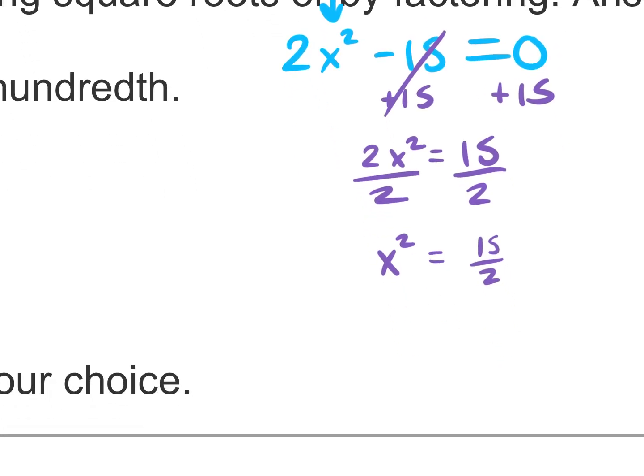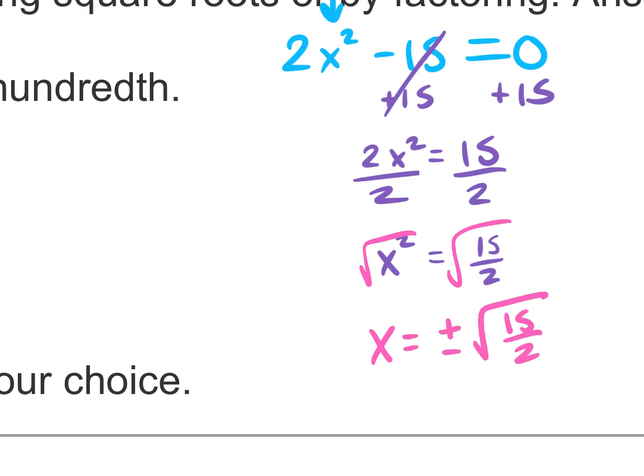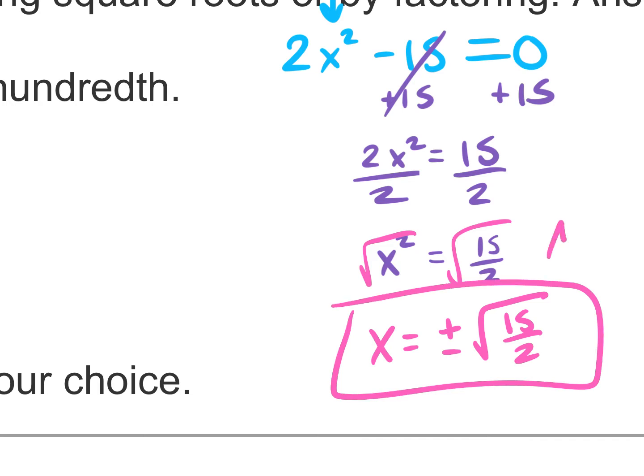Awesome. To get rid of that squared, I have to take the square root of both sides. So what does x equal? Plus or minus square root 15 over 2. Awesome. Whenever we take the square root of both sides, you need that plus or minus. So do not forget the plus or minus in your answer. It means that the positive and the negative answer would both work here. So positive square root 15 over 2 and negative square root 15 over 2.